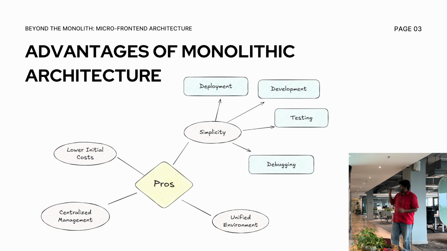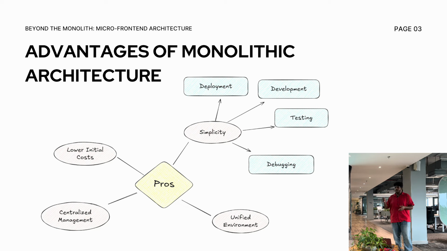When it comes to monolithic architecture, the first thing that comes to mind is its simplicity. It's simple for deployments, development, testing as well as debugging. It is much simpler than micro-frontend architecture, and it has a unified environment, centralized management, as well as lower initial costs. Even though monolithic architecture is advantageous, at some point organizations can't use it.